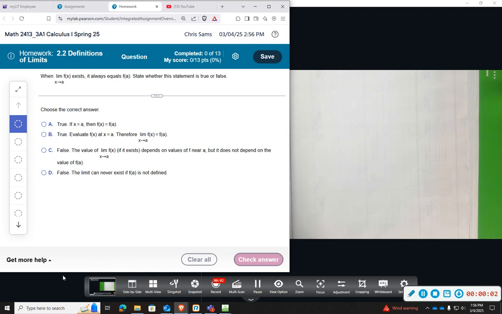All right, so the first problem, we have a definition. It says when the limit of f of x exists as x approaches a, it always equals f of a. State whether this statement is true or false.